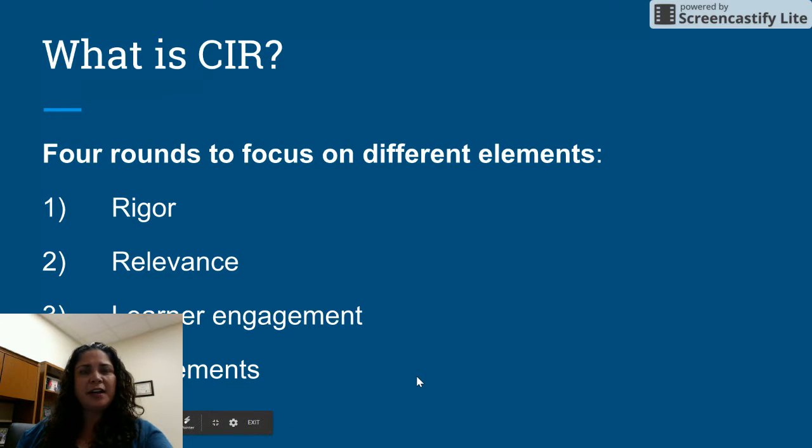Okay, so again, 4 rounds. We'll have rigor, relevance, learner engagement, and then all the elements combined. And we are looking forward to working with you on this.